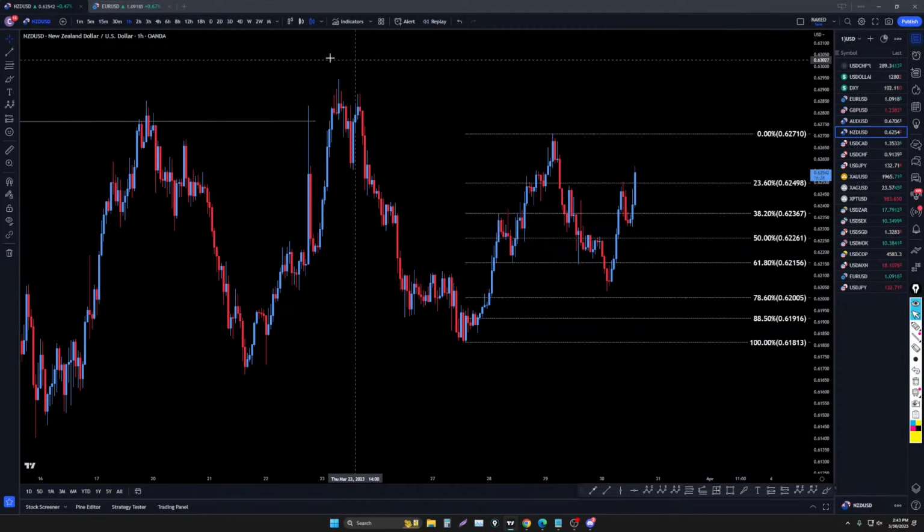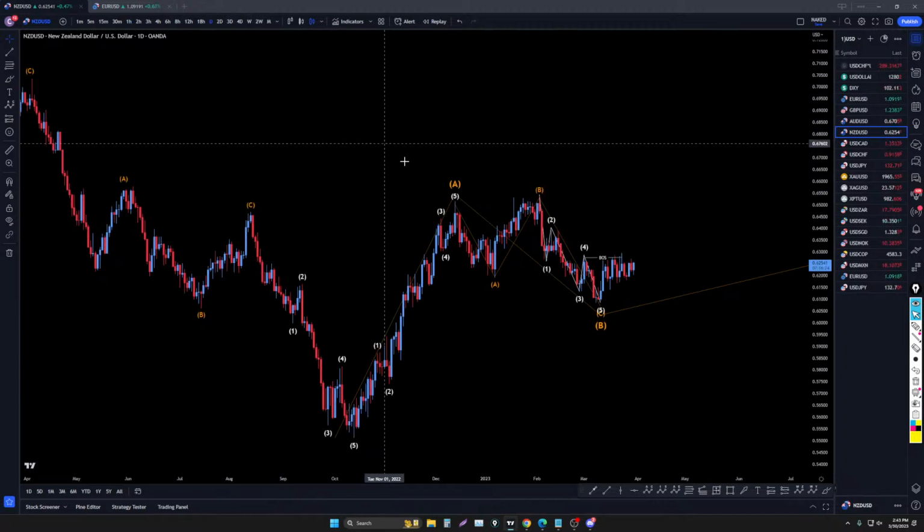Let's head down to the Kiwi dollar, which is actually quite a bit stronger than the Aussie dollar. But it's basically the same thing. We got an uptrend.